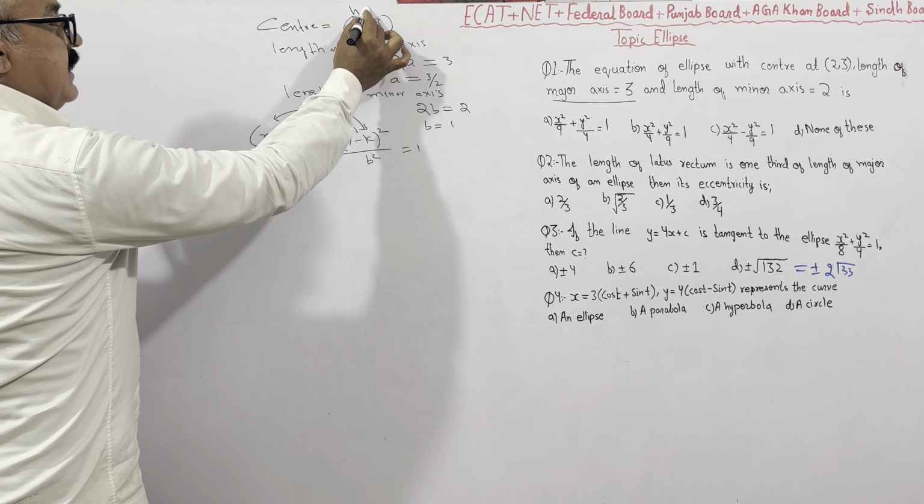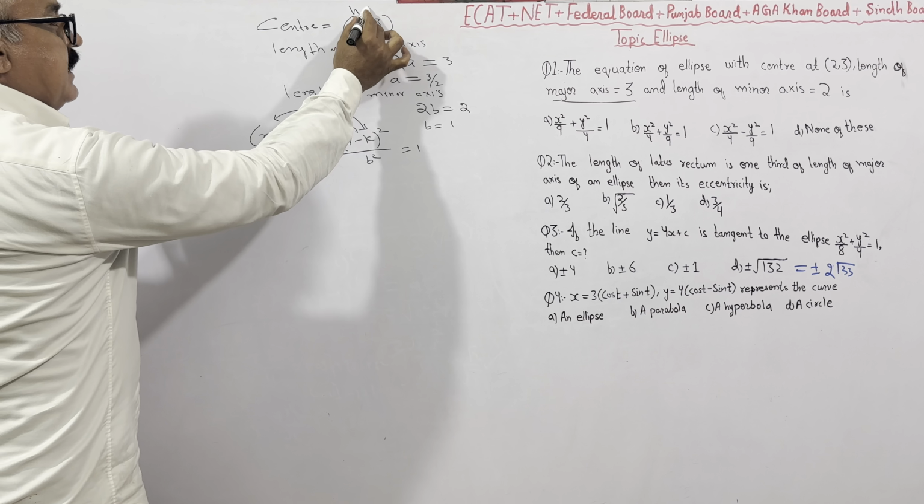Okay, that's the value of a square, as a is greater than b: a square is equal to 8 and b square is equal to 4, from the ellipse. m and c are from the line: m is equal to 4. m means slope, c is the y-intercept. a means major axis, b means minor axis.